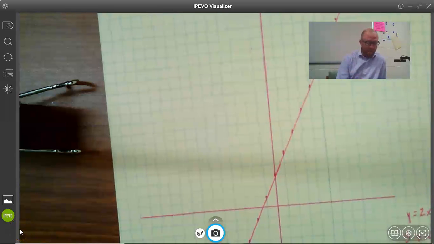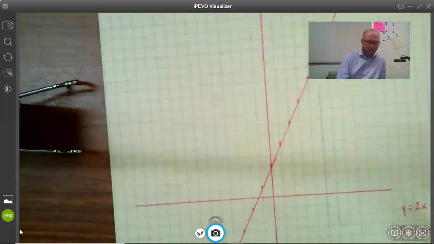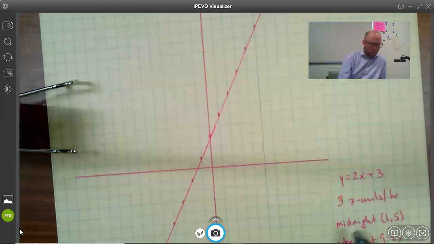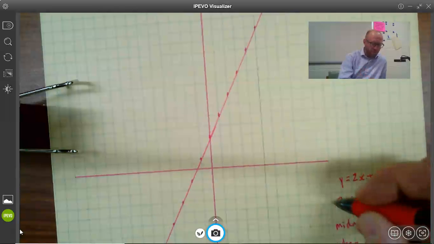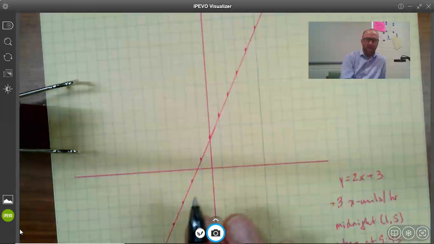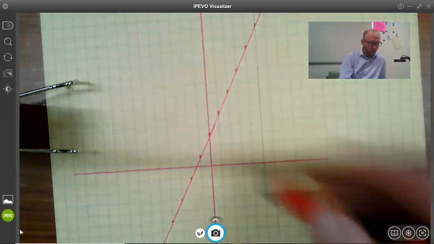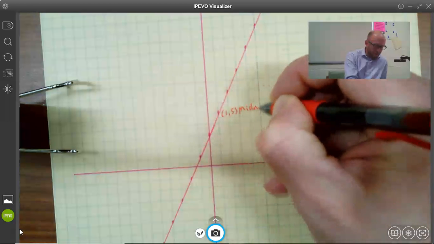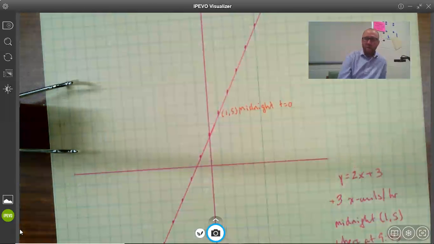In this problem, our character Blair is moving along the line 2x plus 3, at a rate described like this: the x units are changing at positive 3 units per hour. So every hour, we move 3 units further to the right. At midnight, we're at (1, 5), so that's right here. We could just call that t equals 0.